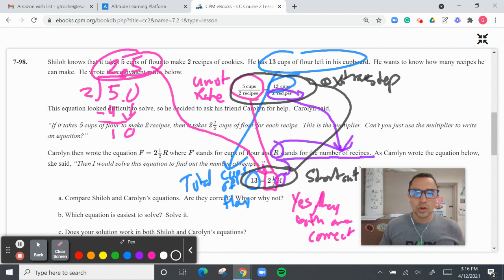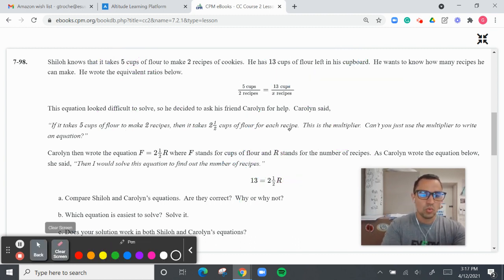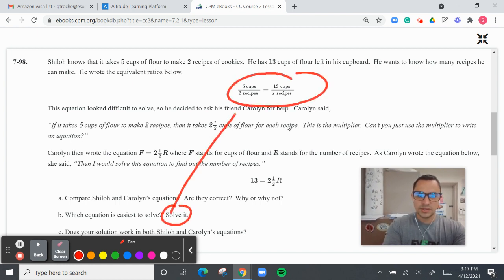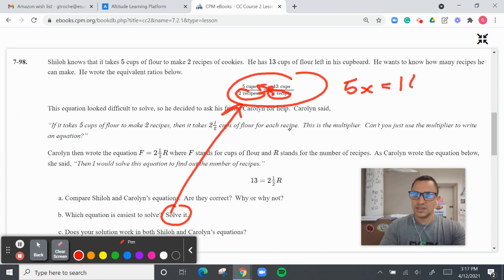Does your solution work with both? Which equation is easiest to solve? Well, it depends, honestly. If you want to solve it using this way, you can. So then it would just be 5x because you cross multiply there. And then you'd have 2 and 13, which is going to be 26, and you divide by 5. Okay, you can do that. Or you can do it this way.